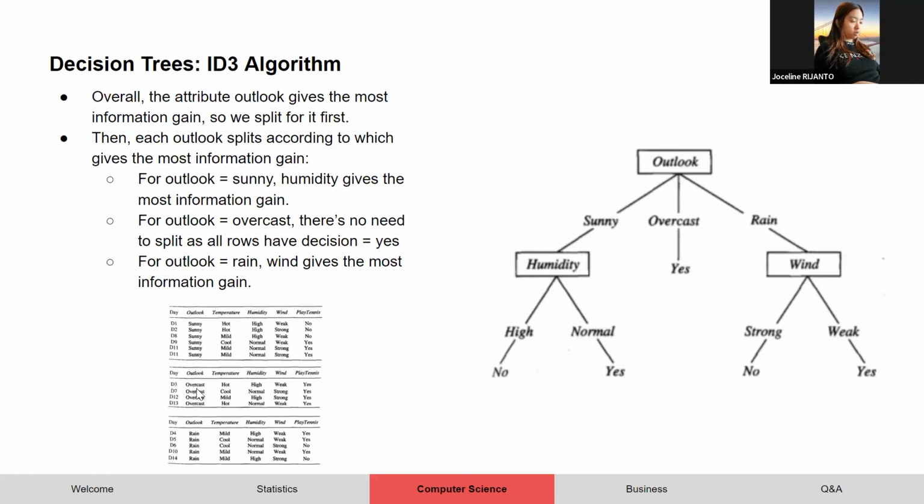Similarly for overcast, we don't have to split the data anymore, because when Outlook is overcast, all the values are yes, so it is fixed already. And similarly for rain, wind has the highest information gain, because when wind is weak, we get the value yes for play tennis, and when wind is strong, all the values are no. So we can split the data on that and get a corresponding decision tree using the ID3 algorithm.